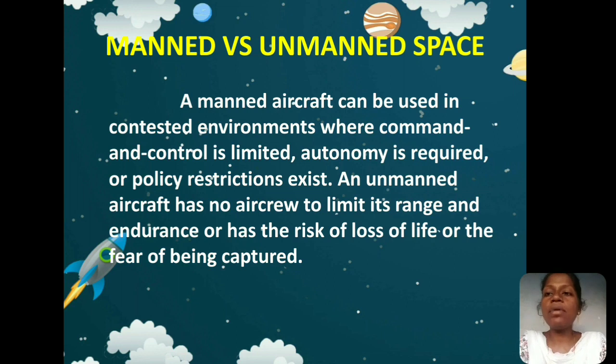Manned aircraft can be used in a constrained environment where command and control is limited, autonomy is required, or policy or restriction exists. And unmanned aircraft has no air crews to limit its range and endurance, or the risk of loss of life or the fear of being captured. So unmanned space is less risk, isn't it?